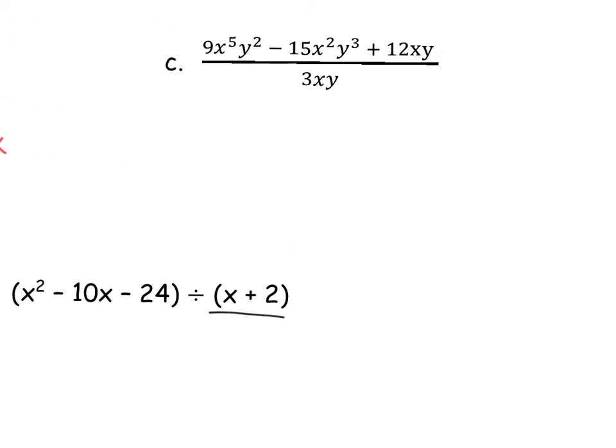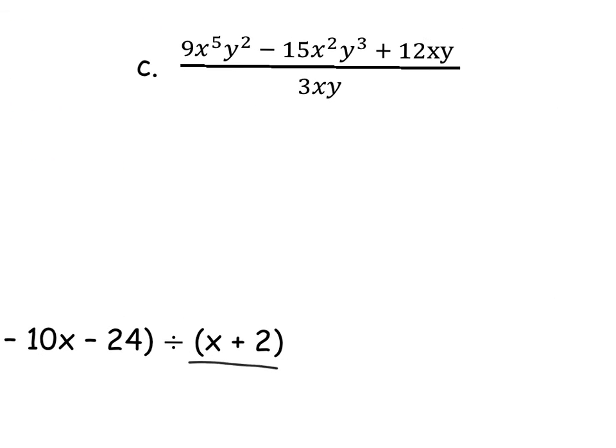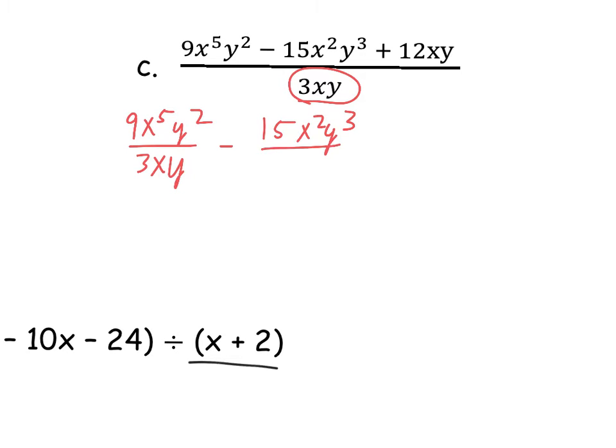Let's go over to this one now. Once again, 3xy, you're dividing by one term. So you're just going to rewrite this. 9x to the fifth y squared over that 3xy. And the same with the other two. And finally, plus 12xy all over 3xy. Okay, so let's start simplifying here, or reducing.